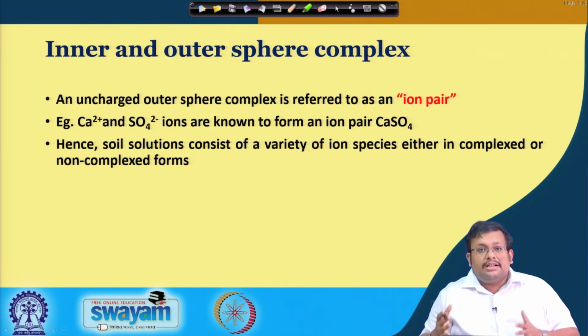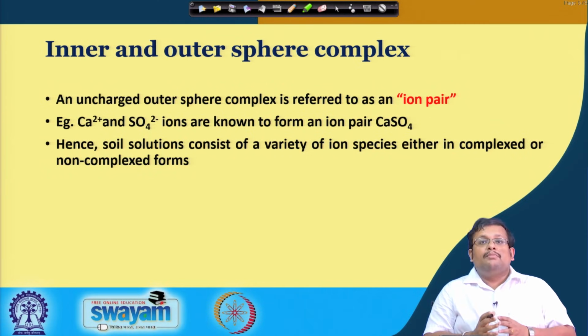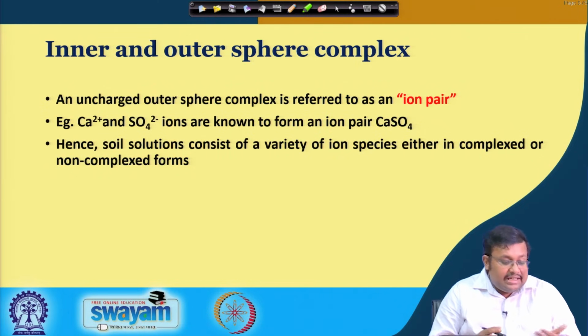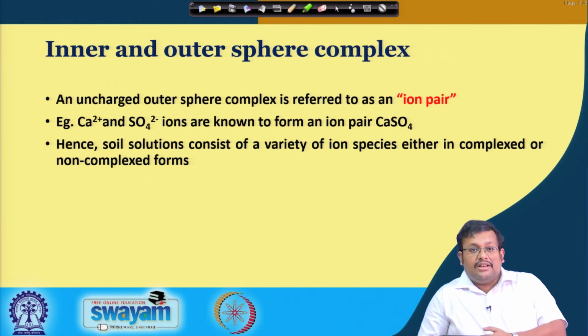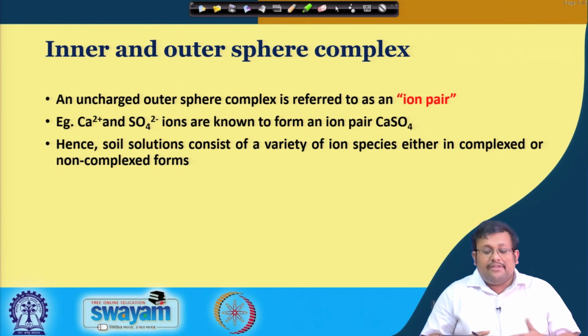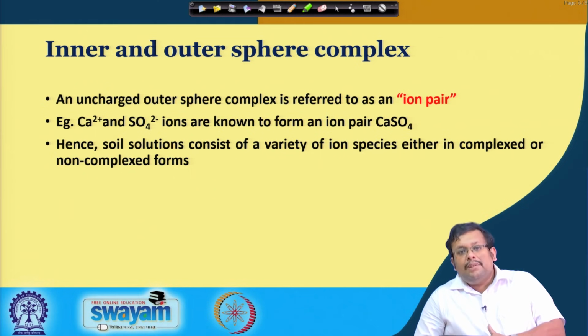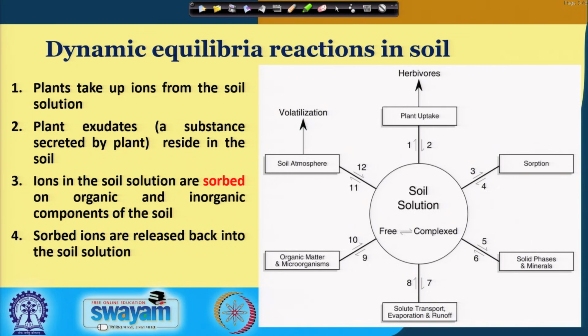In case of inner sphere complex and outer sphere complex, remember that an uncharged outer sphere complex is referred to as an ion pair. For example, in case of calcium and sulphate, the ions are known to form an ion pair of calcium sulphate. So, soil solution consists of a variety of ion species either in complex or non-complex forms. Now, what is the dynamics of equilibria reaction in the soil?